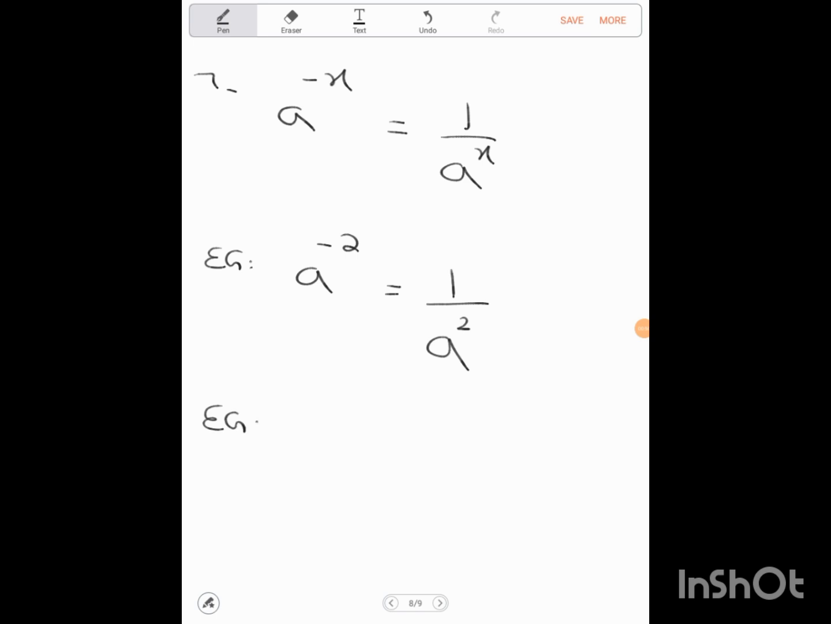Okay, let's check out another example. If you have 3 to the power of minus 2, you need to remove this minus sign with the power. So you will take this whole thing in the denominator, so the negative power is going to convert into positive. So it's going to be 3 square, which is 9. So it's going to be 1 over 9.